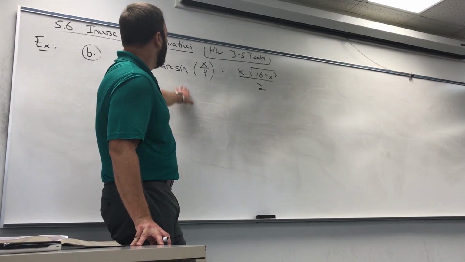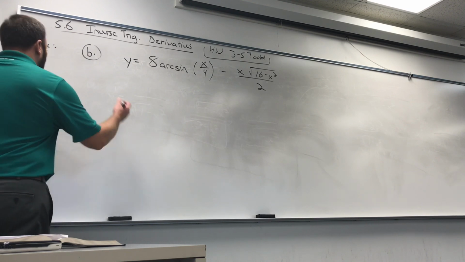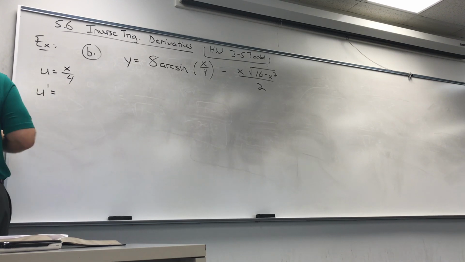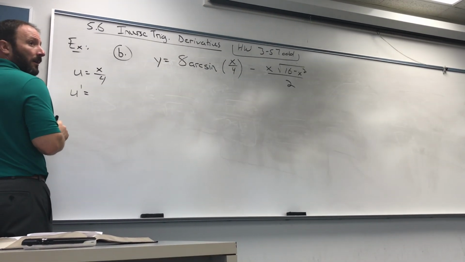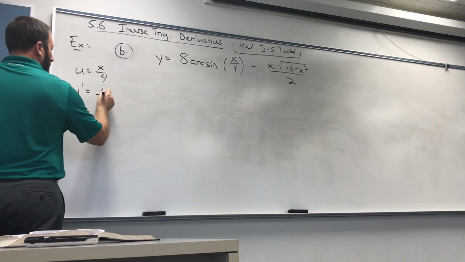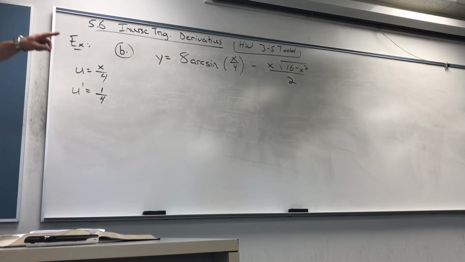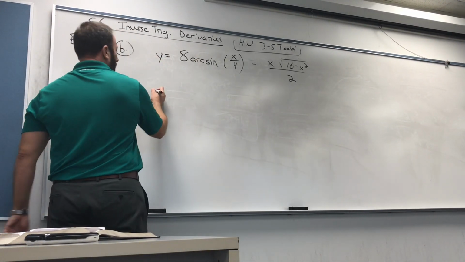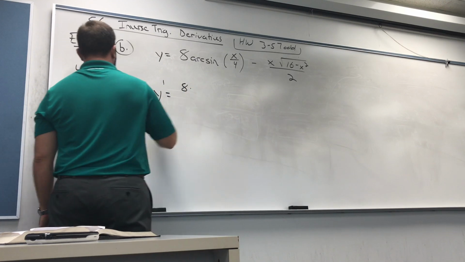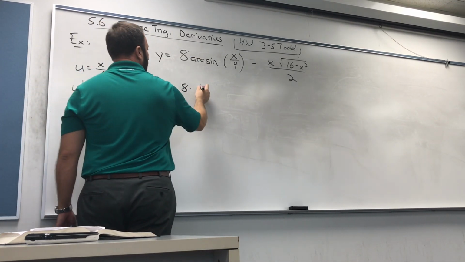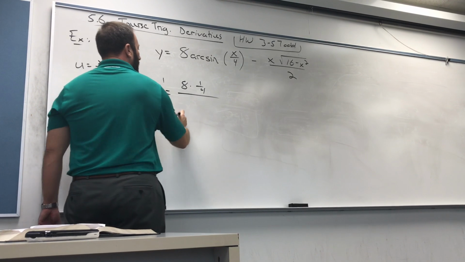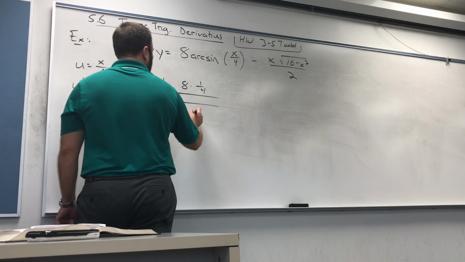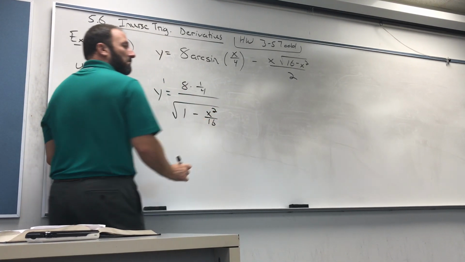So guys, what's u here for arc sine? x over 4. So let's just make a note. u is x over 4. What would u prime be? 1 over 4. Good. Okay. So the derivative of arc sine of u is u prime over the square root of 1 minus u squared. So there's an 8 in front. So we take the derivative, the 8 stays. So I got 8 times u prime, which is 1 over 4, and then it's going to be over the square root of 1 minus x squared over 16.